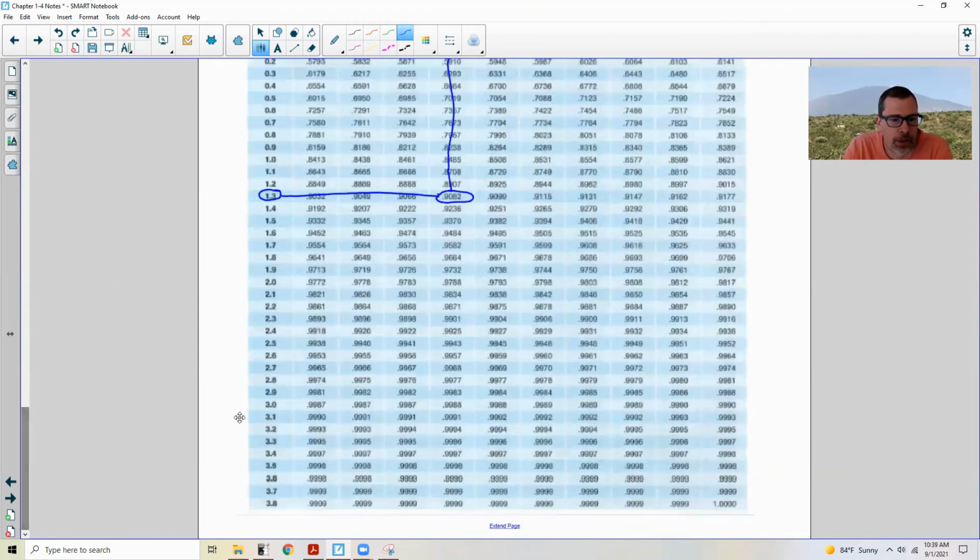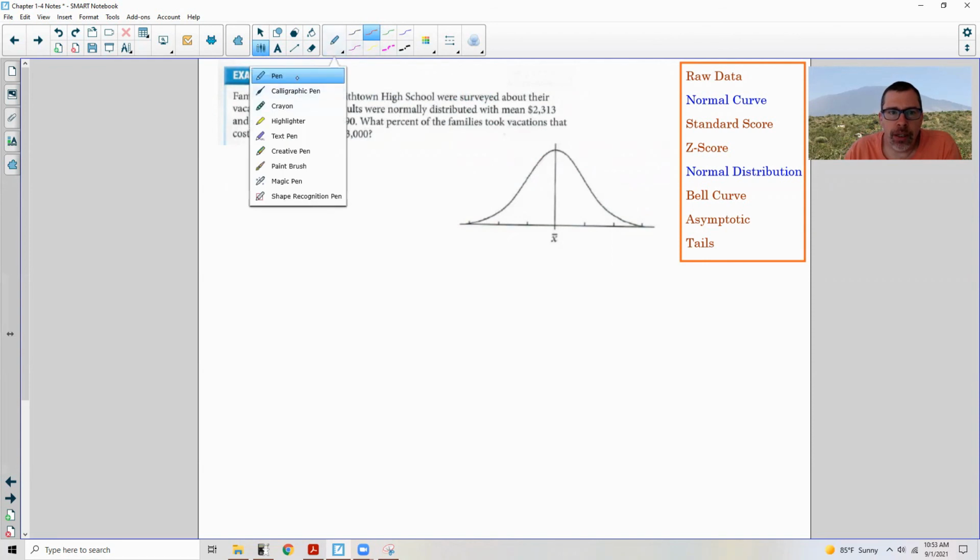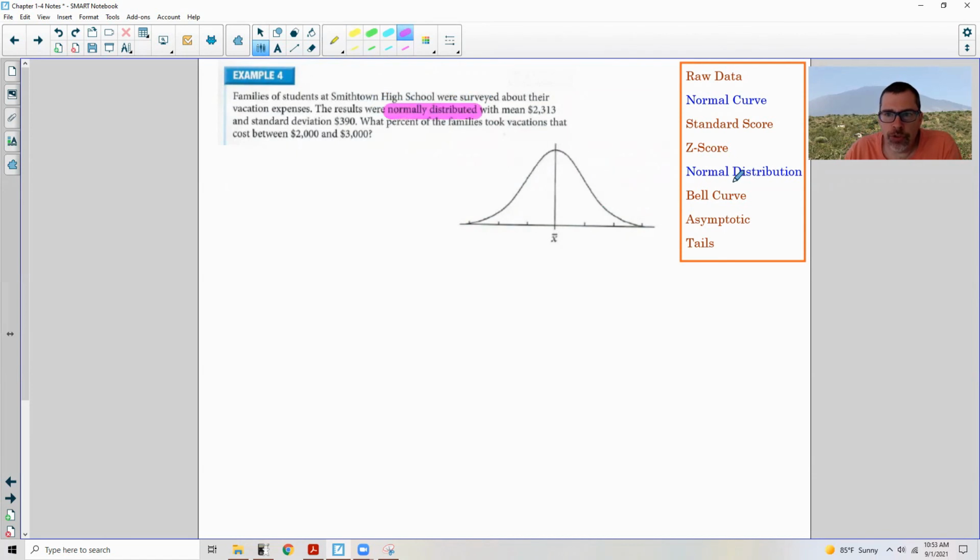Okay, now let's see. I guess that's it. Okay, example 4. It says families of students at Smithtown High School were surveyed about their vacation expenses. The results were normally distributed. So we have a bell-shaped curve. Once you see normally distributed, then you can use this normal distribution, normal curve, bell-shaped curve. The mean is $2,313. The standard deviation is $390. The question is asking what percent of families took vacations that cost between $2,000 and $3,000.